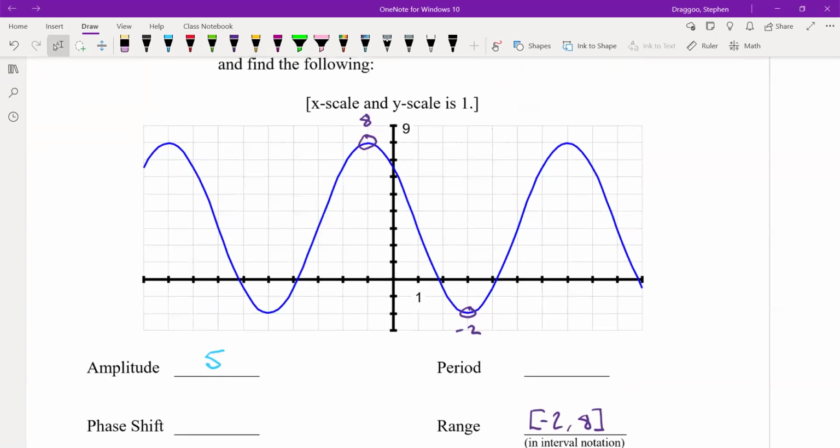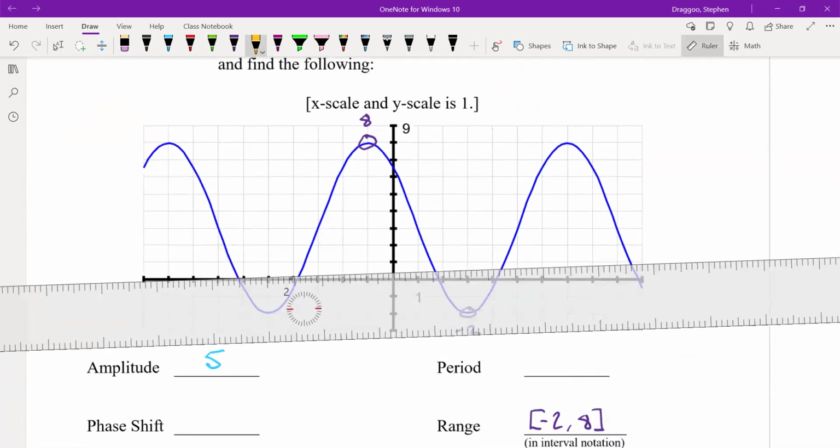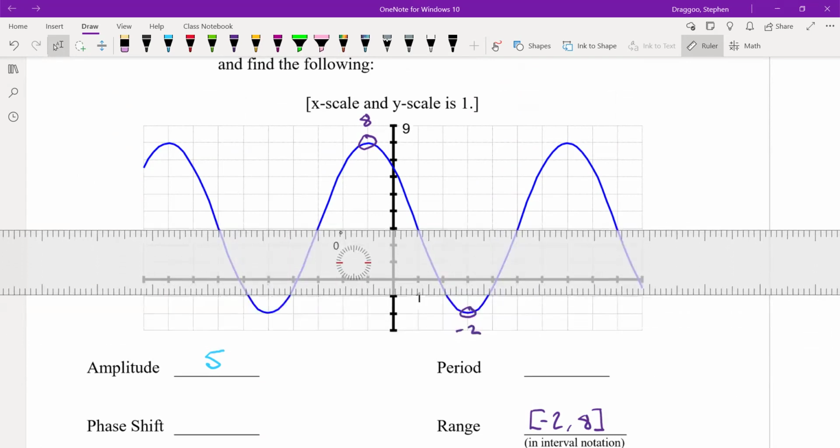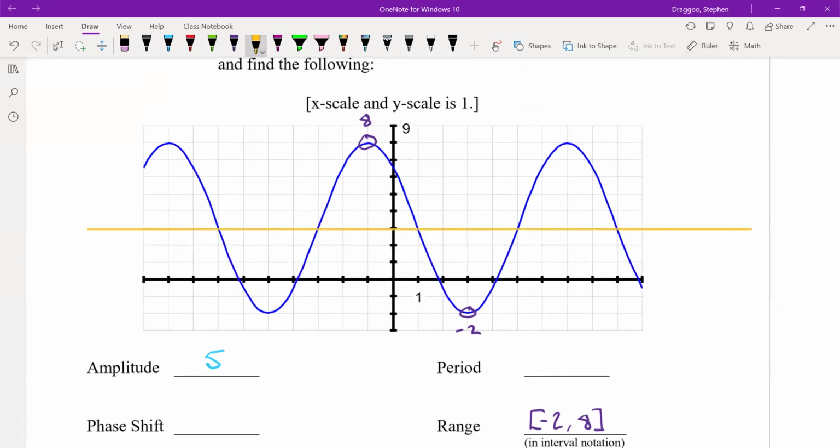And I think it's helpful to look at the center line, which I know is at y = 3. So I'll draw that in. I'll label that line y = 3. That'll be helpful as I'm trying to figure out what my phase shift is. But cool, that's everything that I can gather from the range.